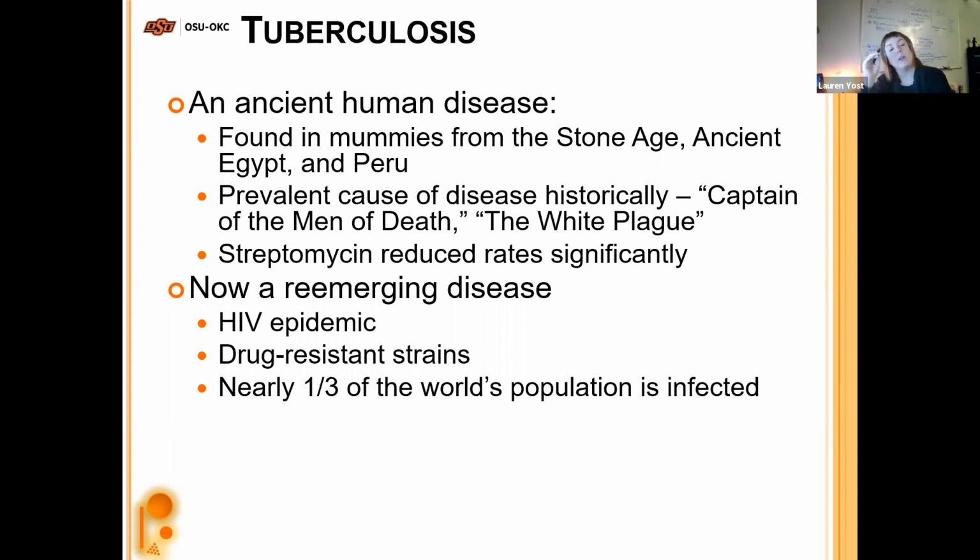So it is a re-emerging disease due largely to the HIV epidemic, people becoming more susceptible to infection and progression of the disease because of that, and the development of drug-resistant strains, a huge problem in this. That is why nearly a third of the world's population is infected with this bacterium.